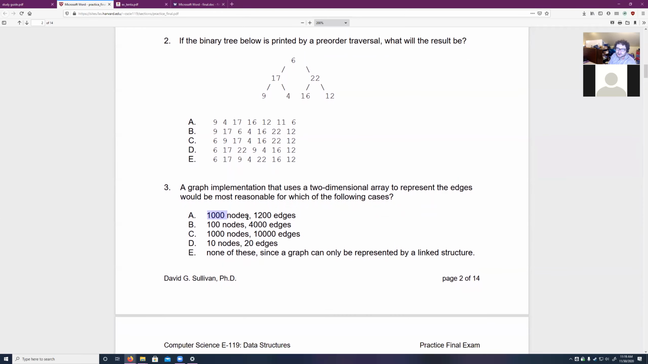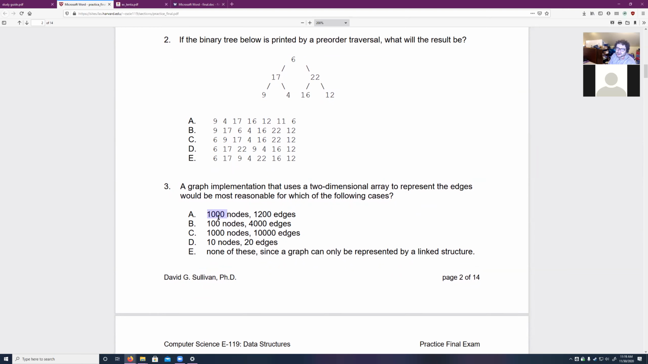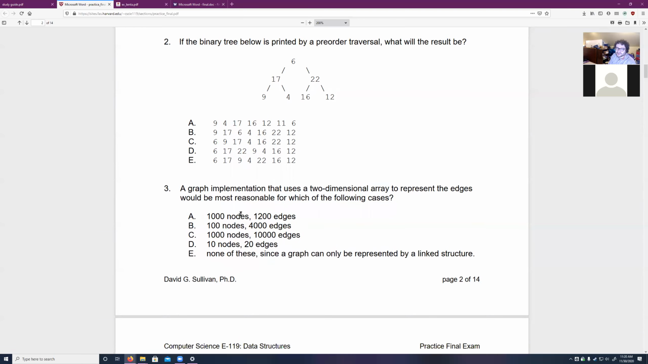So let's go ahead and figure this out. Here we have 1,000 nodes and 1,200 edges. How many possible edges could have existed? Isn't it n squared? Yep. So what is n in this case? 1,000. What's n squared? Add on 3 more zeros and you get 1,000,000. So you've got a million possible edges. We've got 1,200 edges. So is 1,200 25% of 1,000,000? No. So this is definitely a sparse graph.